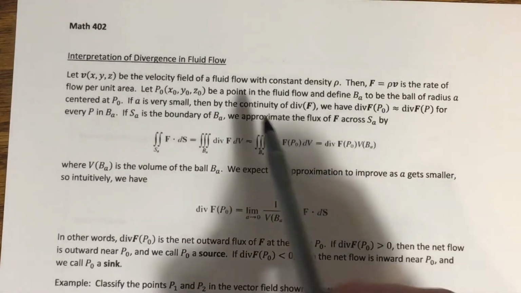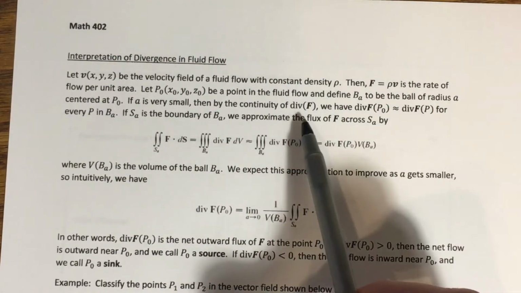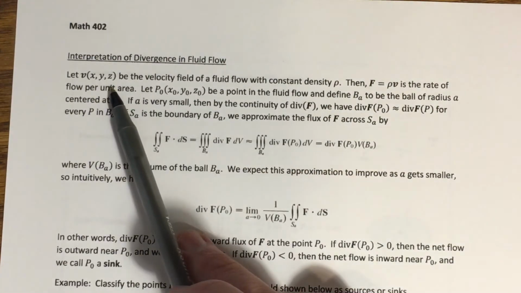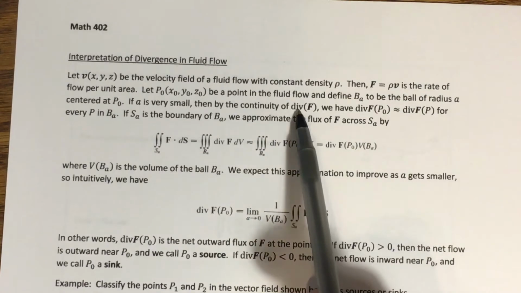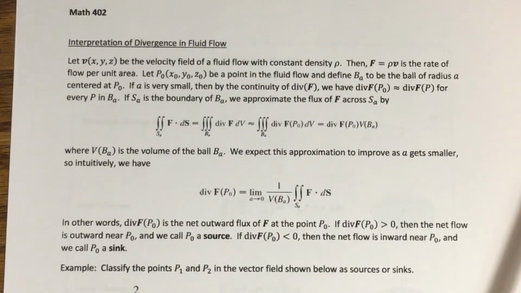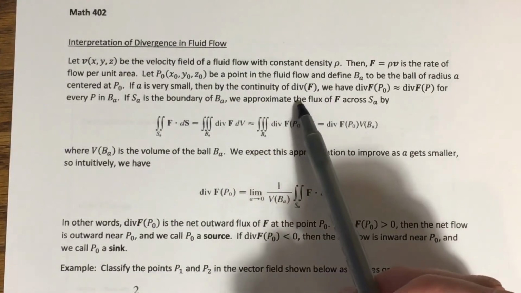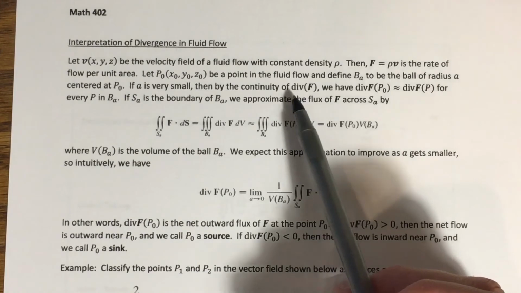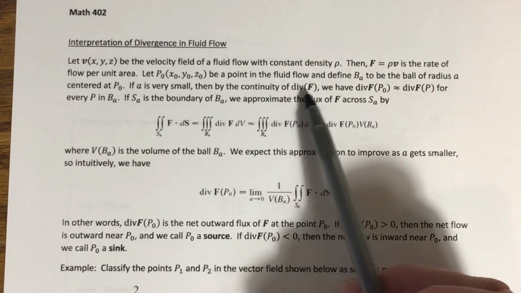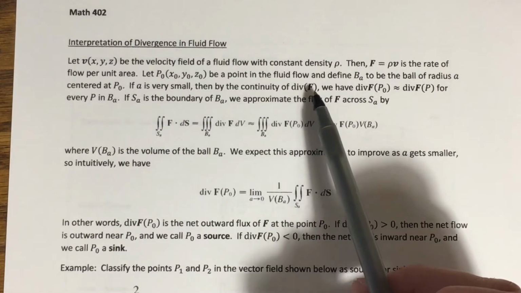Now, in a fluid flow, the fluid flow itself would be continuous. It'd have continuous partial derivatives. That's just from the physical nature of this thing. The divergence would then be continuous as well. And remember, just like when we talked about the curl in the last section, when you have a function that's continuous, what that means is that small changes in your inputs correspond to very small changes in your outputs, or relatively small changes in your outputs.